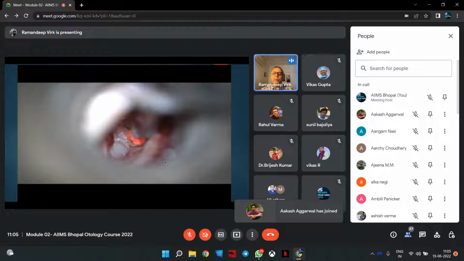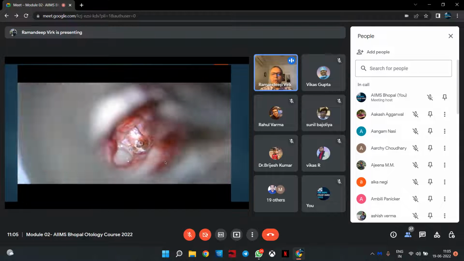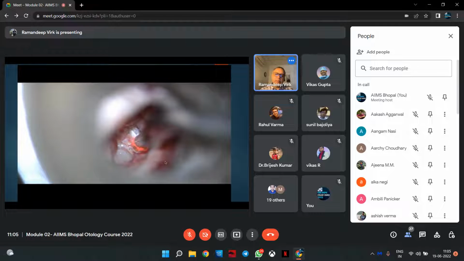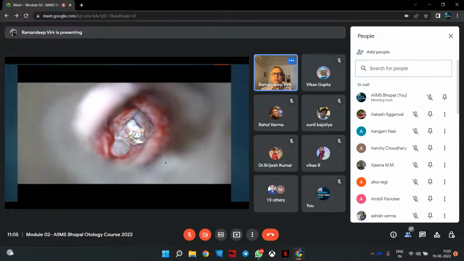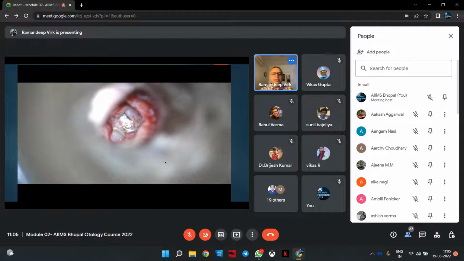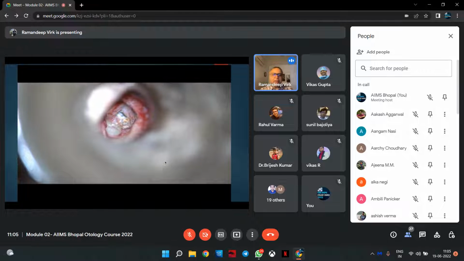There needs to be some gap between the fiber and the crura. Don't rub the fiber onto the bone. So we weaken it with a few shots. Once it is weakened, it just breaks with the pressure. It just disintegrates, shatters.